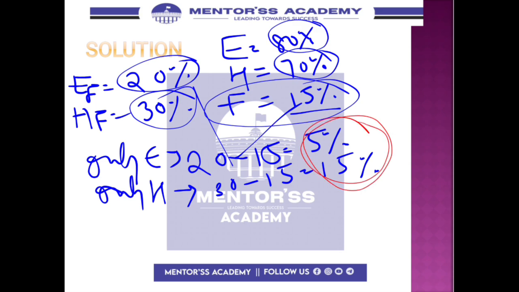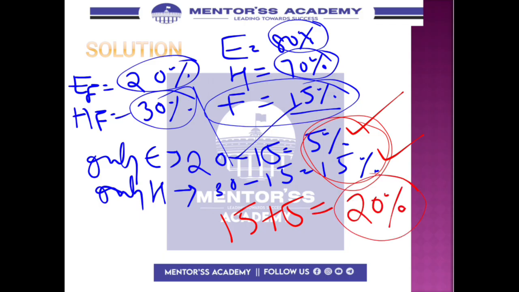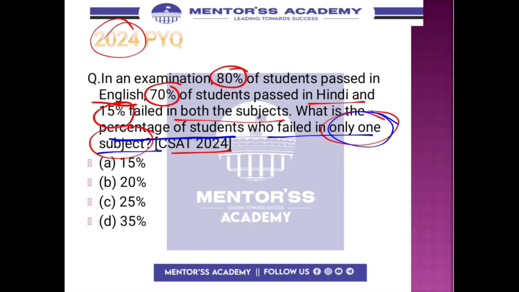So 5% failed only in English and 15% failed only in Hindi, right? So the total students who failed in only one subject would be 15 plus 5, that equals 20%. So the final answer to this question is option B, 20%. Clear? Let's move on to the next question.